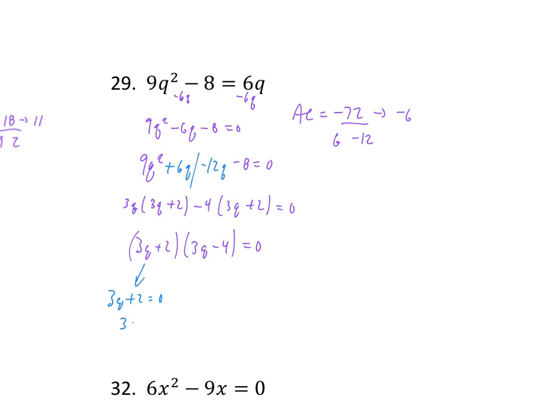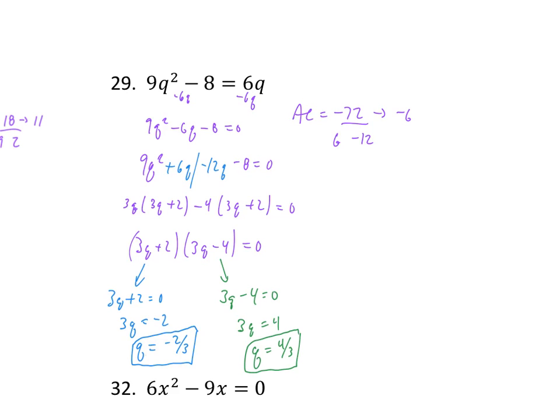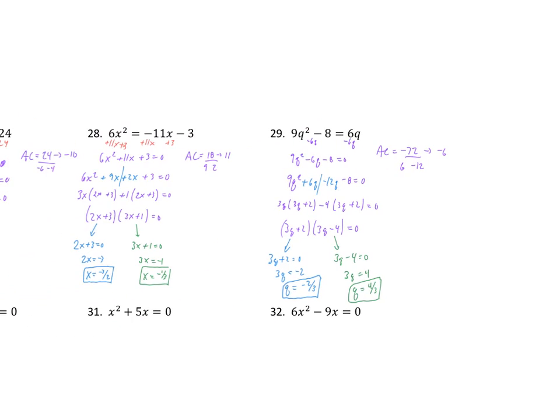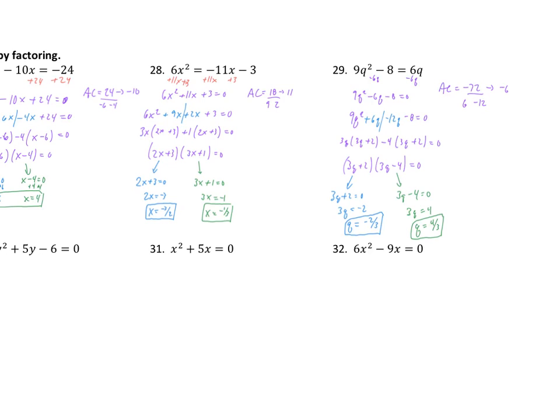So subtract 2 and divide by 3. Add 4 and divide by 3. Alright. 30.